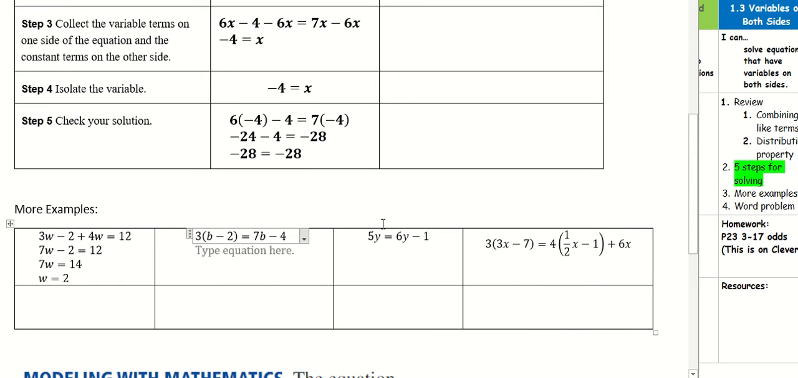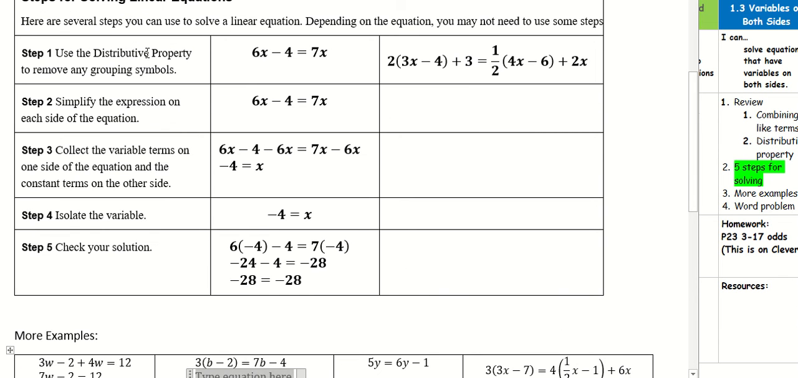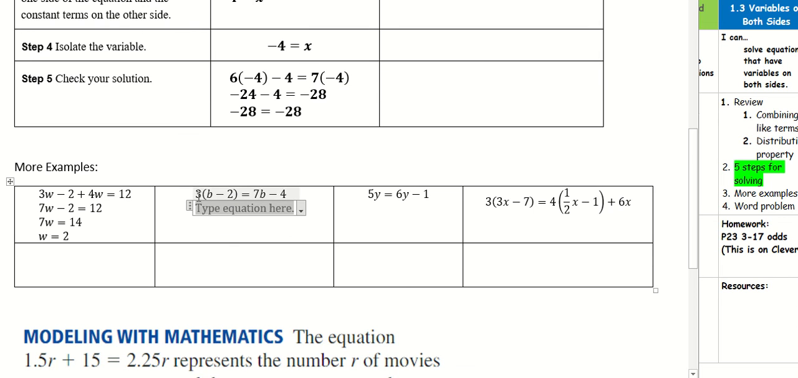Here's another example. Now, if I go through my steps, use the distributive property to remove any grouping symbols. Well, that means I'm going to have to distribute this 3 through. So 3 times b is 3b. 3 times negative 2 is negative 6. Equals 7b minus 4.